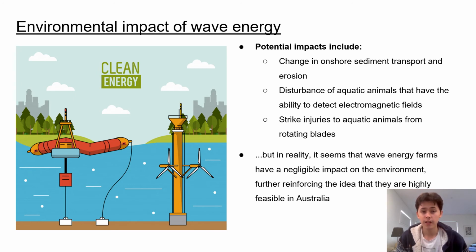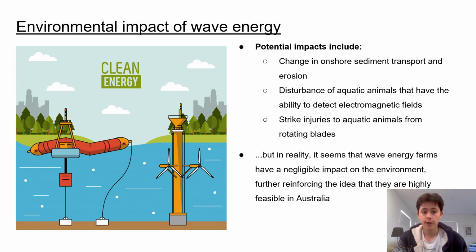Carter et al. in 2007 described the theoretical environmental impacts of wave energy farms as the following: changes in sediment transport and erosion due to the attenuation of wave energy, the disturbance of aquatic organisms due to wave energy farms emitting electromagnetic fields, and the occurrence of strike injuries to aquatic organisms due to the rotating blades. However, a clear scientific understanding of the environmental impacts of wave energy farms has not yet been obtained.